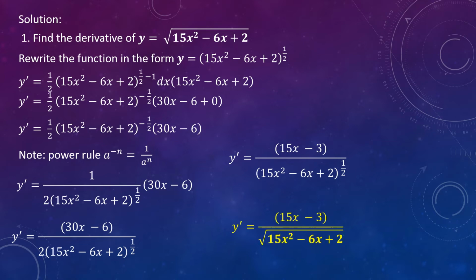Finally, the derivative of the function y is 15x minus 3 over the square root of 15x squared minus 6x plus 2. So we just rewrite from the rational exponent to the radical form.